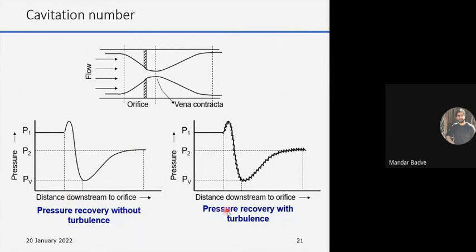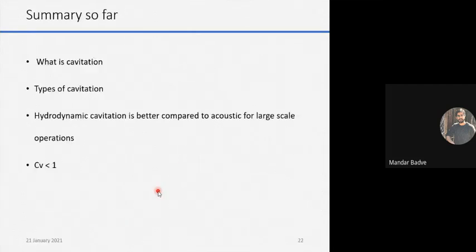When there is turbulence, the profile looks the same, just slightly distorted, but the overall nature is the same. The initial pressure is constant, it slightly increases, then suddenly goes down, and then gradually increases. This is how the typical pressure profile looks.